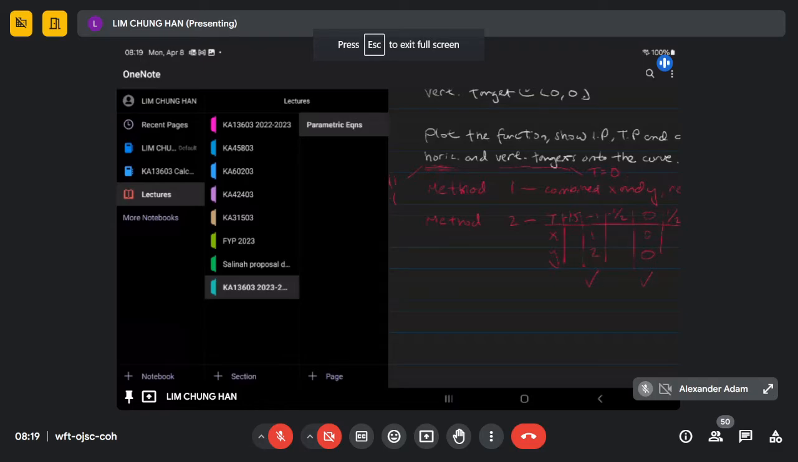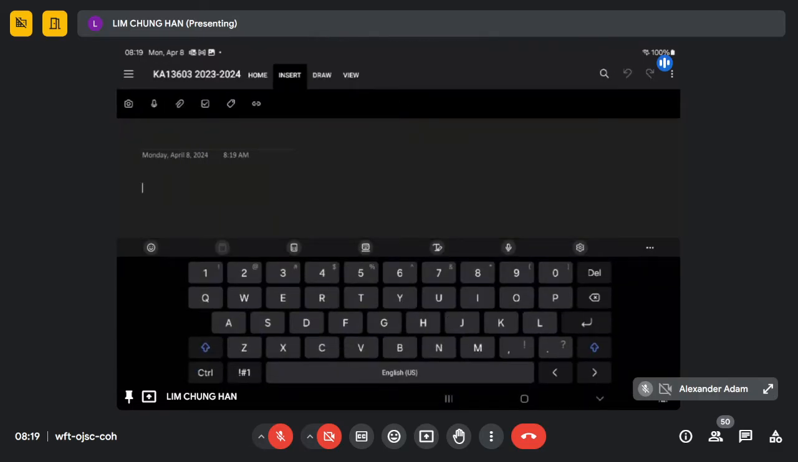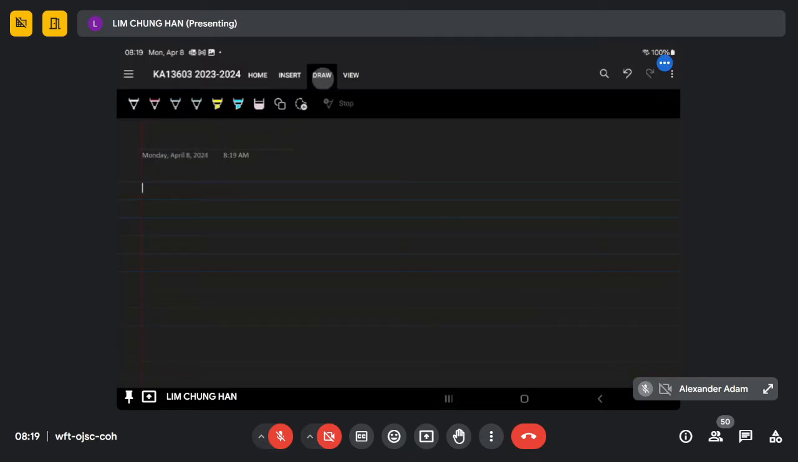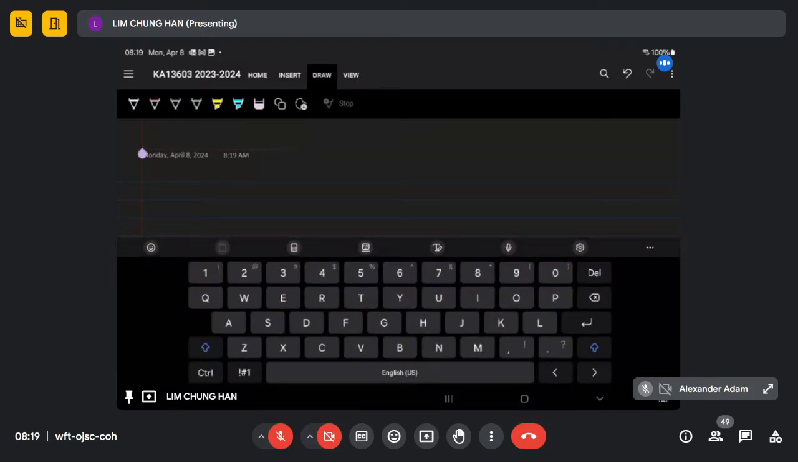All right, so today we are going to go into a new topic. The topic is called polar coordinates. This is going to be topic number 2. Polar coordinates. Have you heard of polar coordinates before?